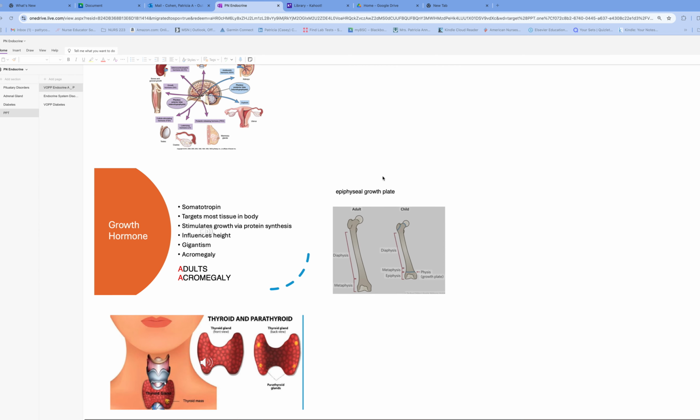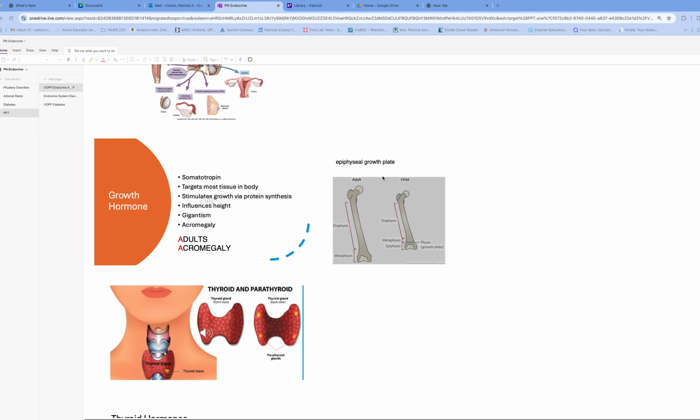Growth hormone results in acromegaly for adults, giantism for kids, but we're an adult med-surg course. So they do not increase in height if they have acromegaly. However, all their organs grow big and wide, which is why they have a lot of health issues.